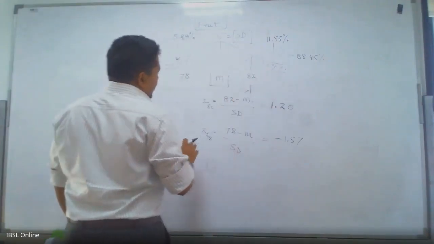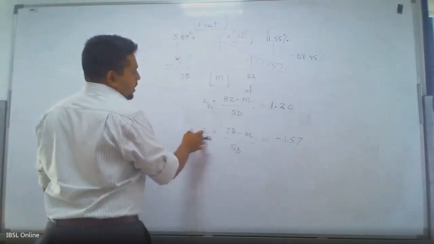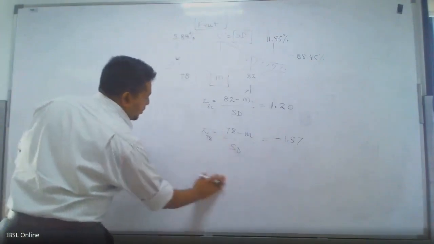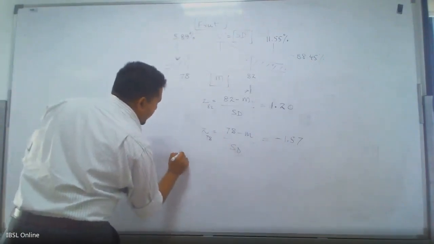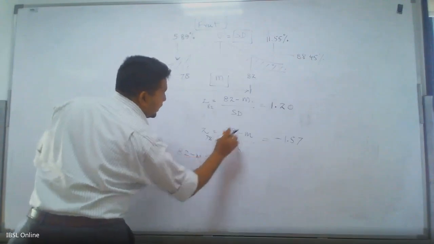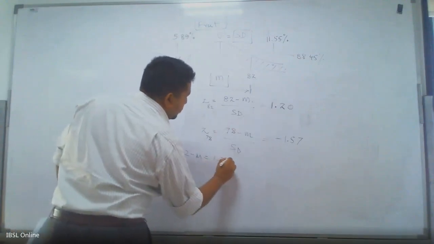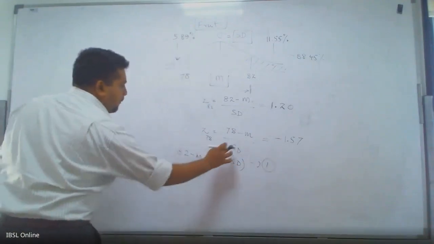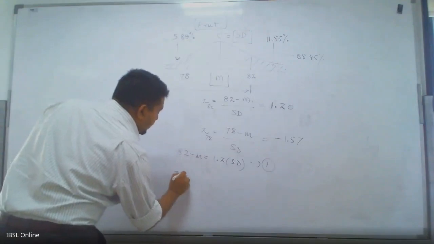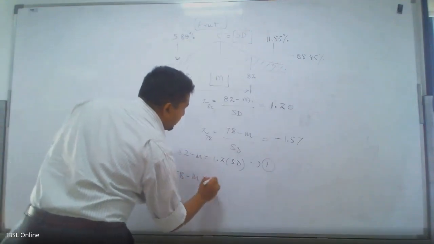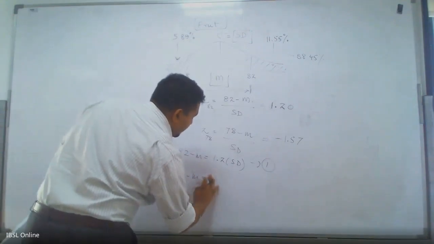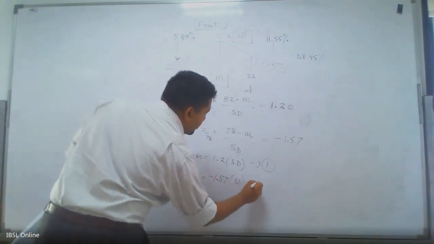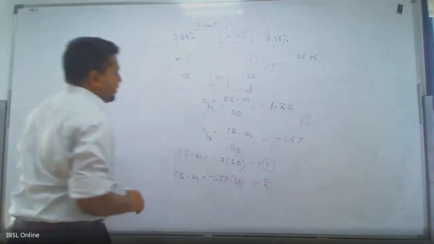So what we have done here, forget these Z numbers. Now we have two equations that could be denoted below. I'm going to write it for clarity. 82 minus m should be equal to 1.2 times SD. This is one equation. From this, you can denote 78 minus m should be equal to negative 1.57 times SD. That should be equation 2.